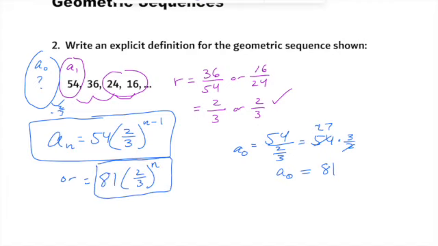So again, notice a good check here. If you plug in 1, you should get 54. If I plug in 1 into this, 1 minus 1 is 0, and 2/3 to the 0 is just 1. So we get 54. If you plug in 1 into this format, now you're doing 2/3 to the first, which is 2/3, and then you're doing 2/3 of 81. And 2/3 of 81 is 54. 3 goes into 81, 27. 27 times 2 is 54. So two equivalent equations, both good, whatever works for you.